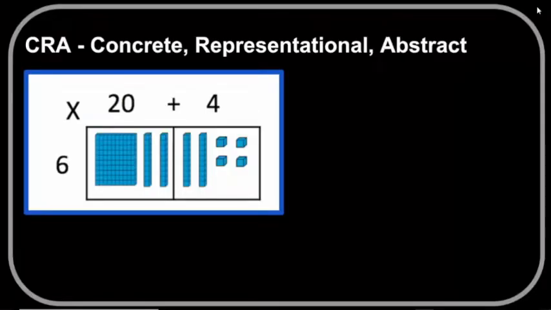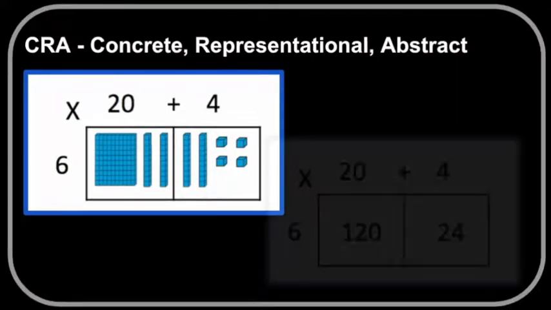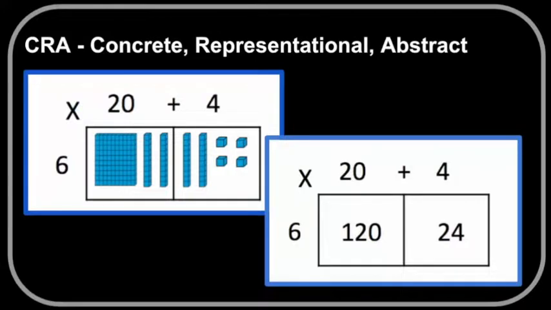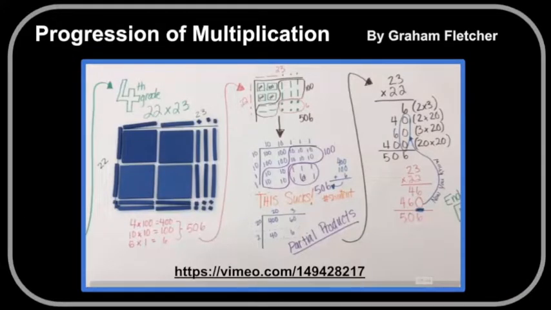The use of concrete manipulatives and visual representations is important to continue in 4th grade as students make connections to previous learning while exploring multiplication with larger numbers. For more information about the progression of multiplication and how students gradually transition from the concrete to the abstract, please view the video by Graham Fletcher that is linked below this presentation.